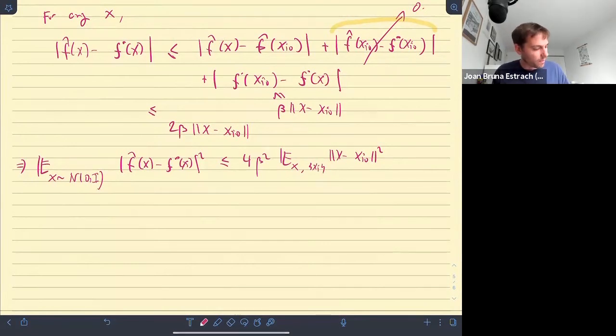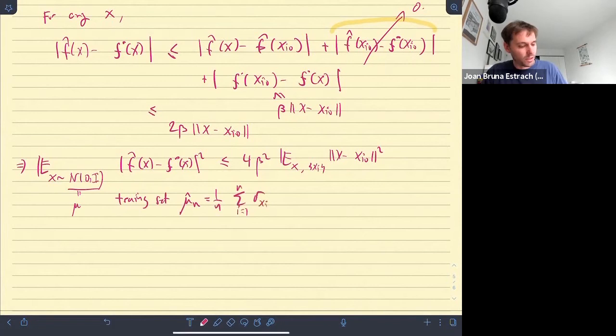If I think about this a bit more generally, I have this Gaussian distribution, let's call it mu, and the training set corresponds to an empirical sample from it. The training set is an empirical version of mu, which is 1 over n times the bunch of points that are drawn. So in fact, up to a constant, this is of the order of the square of the distance between mu and mu n.